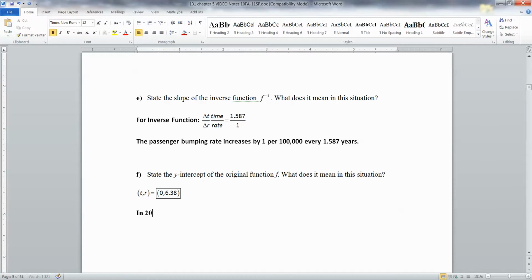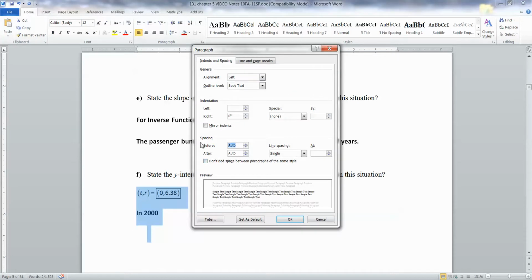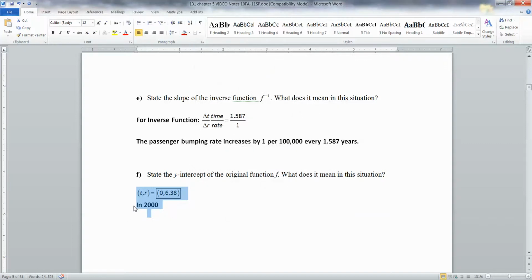You can say in 2000, the passenger bumping rate was about 6.38 per 100,000.